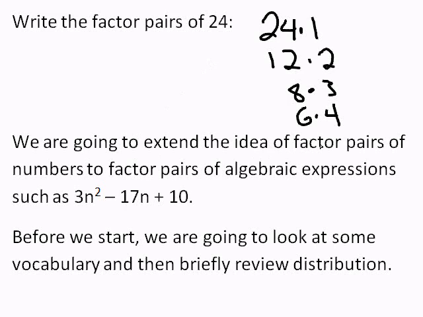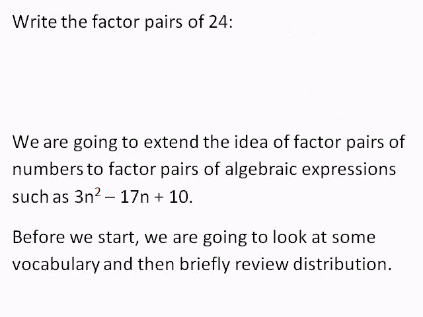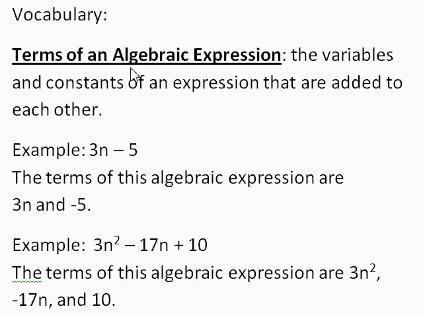Now, we're going to extend this idea of factor pairs of numbers to factor pairs of algebraic expressions such as 3n squared minus 17n plus 10. But before we start, we're going to take a look at some vocabulary and then a brief review of distribution. The first vocabulary word we're going to look at are the terms of an algebraic expression. The terms of an algebraic expression are the variables and constants of an expression that are added to each other. For example, if I gave you 3n minus 5, the terms of this algebraic expression are 3n and negative 5.